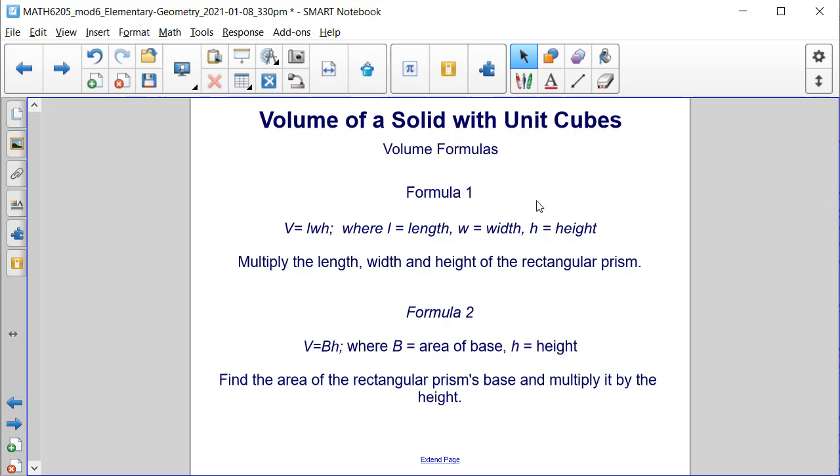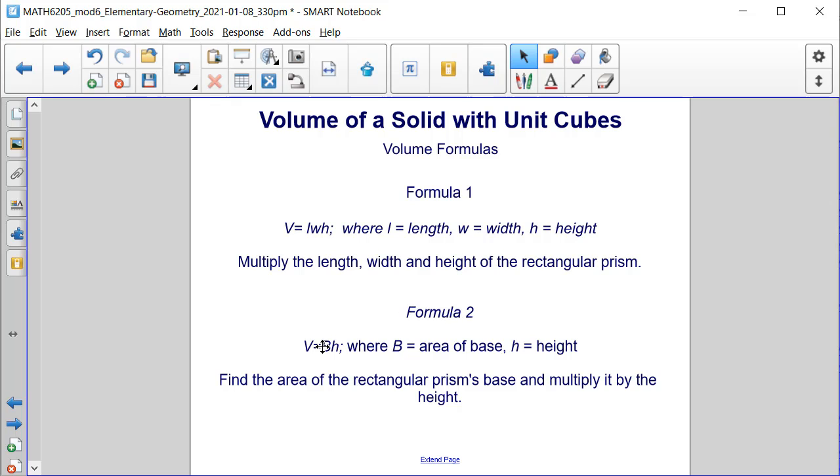There are two types of volume formulas that can be used with rectangular prisms. The first one is volume is equal to length times width times height, or V equals LWH, where L is the length, W is the width, and H is the height. And again, it's multiplying the length, width, and height together to find the volume of the rectangular prism.